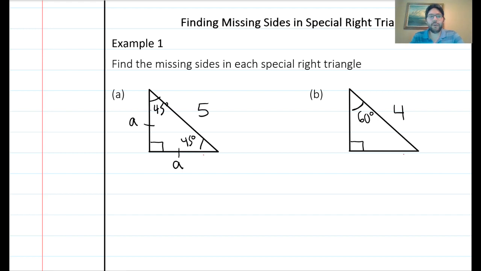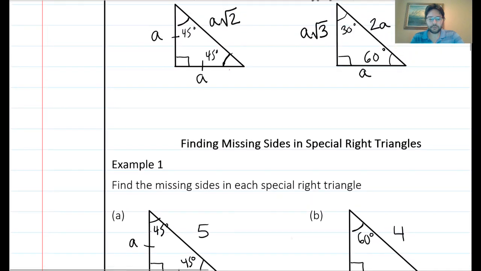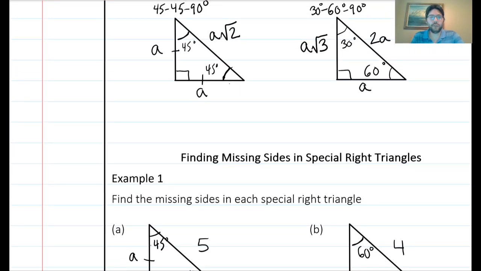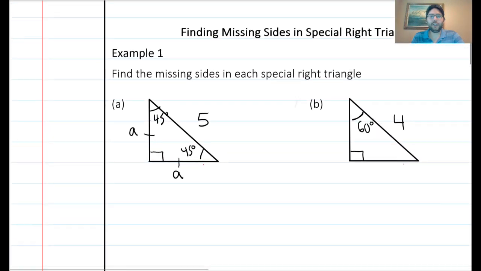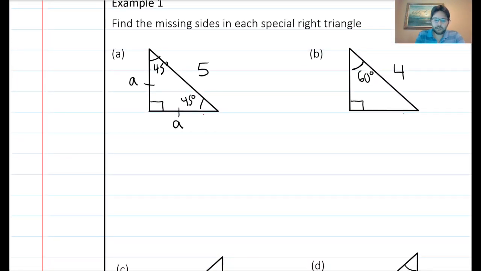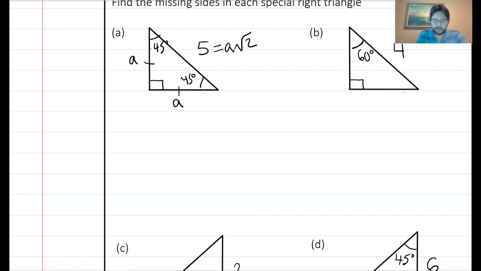Remember from the illustration above that the hypotenuse is equal to A square root of 2. So I'm going to set that 5 equal to A square root of 2. I'm going to solve that equation for A, so I write 5 equals A square root of 2, and then I divide off the square root of 2 on both sides. Now the square root of 2 cancels, and I've got my A.